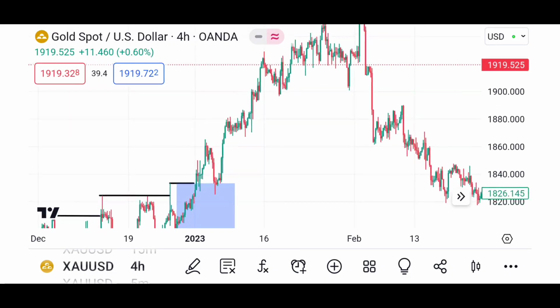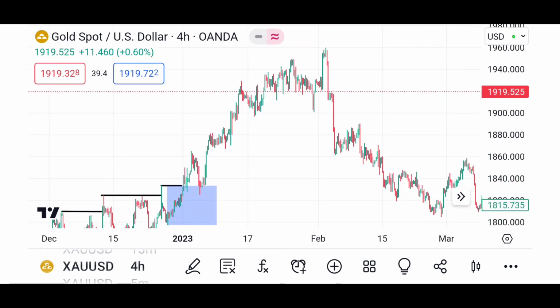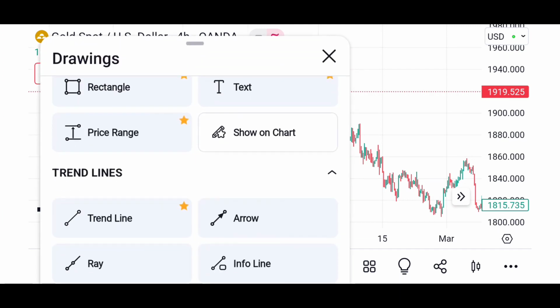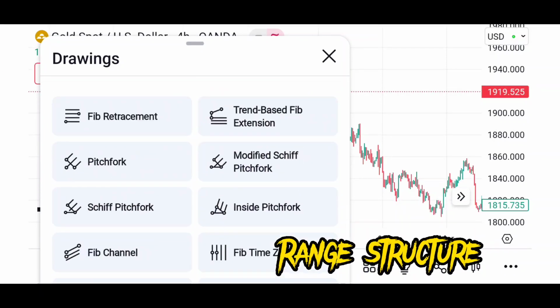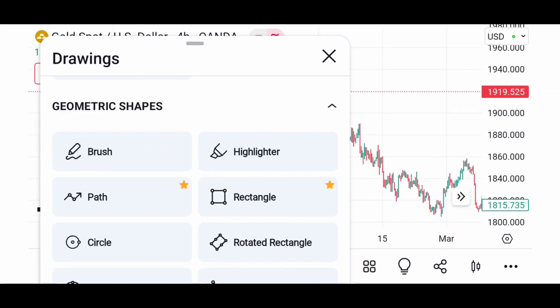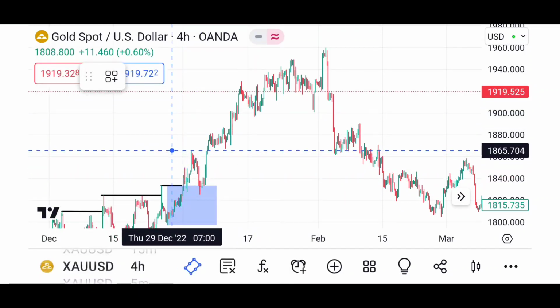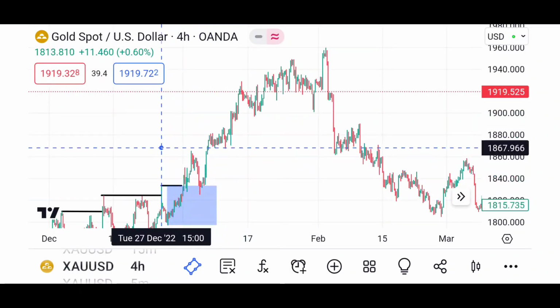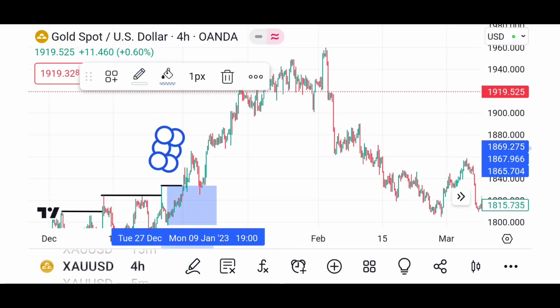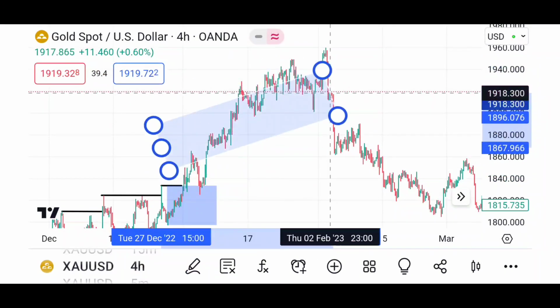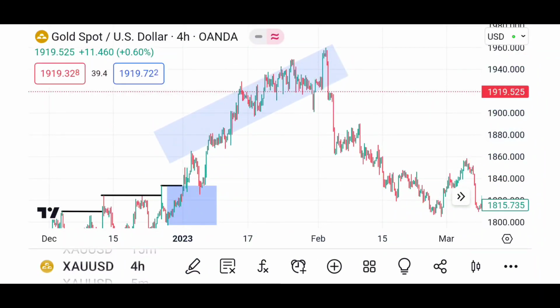Since it's not a deep pullback, it means that this high, low, higher low, higher high, higher low, higher high, higher low, higher high, higher low, all these are range structures. So these are range structures. Let me mark this. So these are what we refer to as range structure.